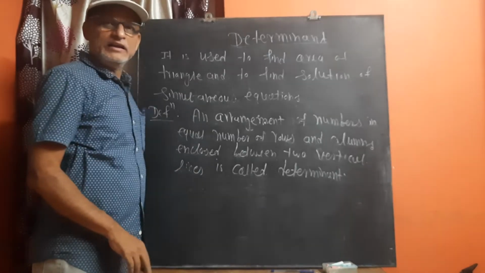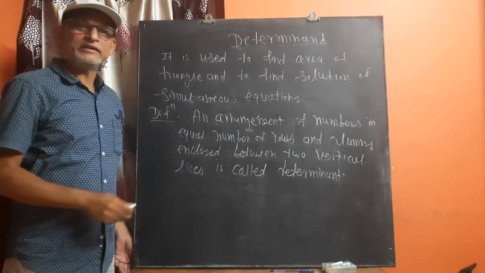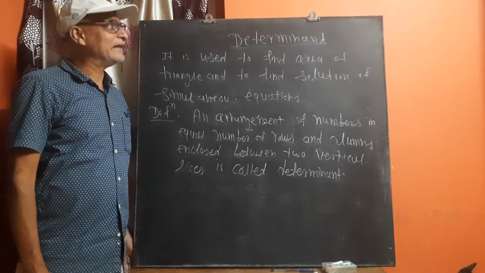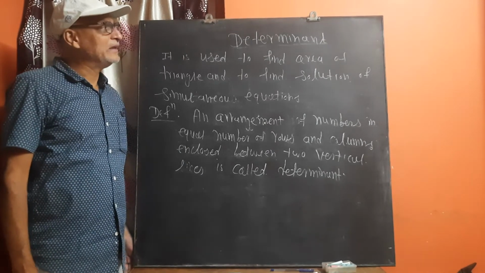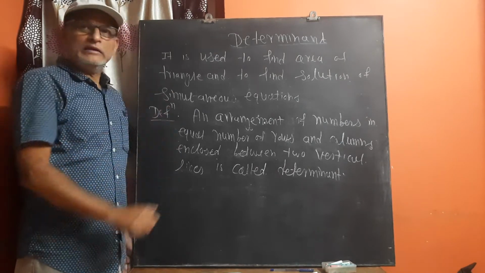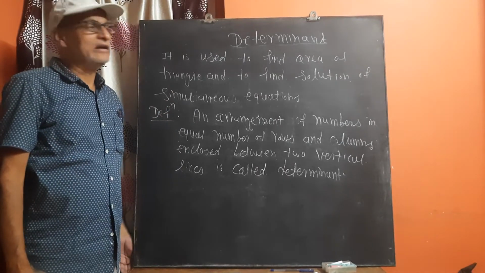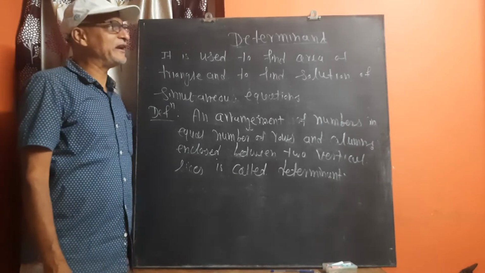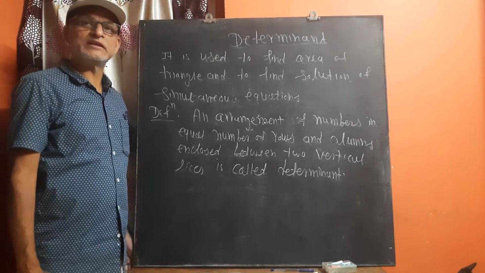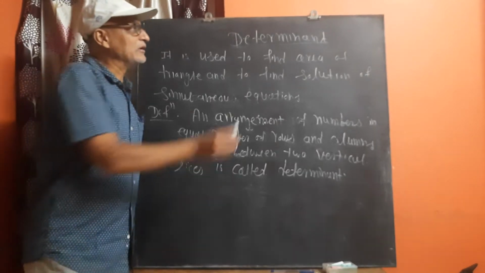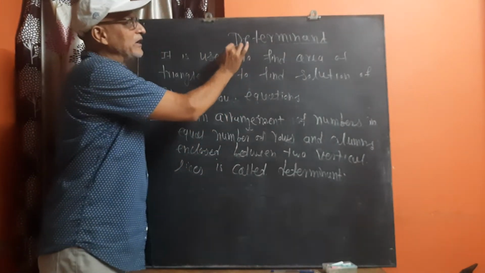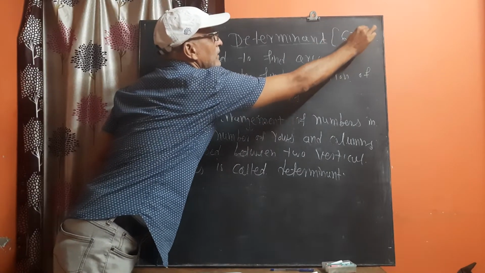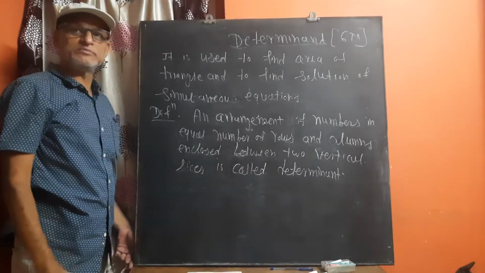Students, today we will take our second topic of our syllabus, and that is determinant. In board exam on this topic, there are two questions. One question carrying 2 marks and one question carrying 4 marks. So in question paper you will get 6 marks on this determinant, and it's very simple.